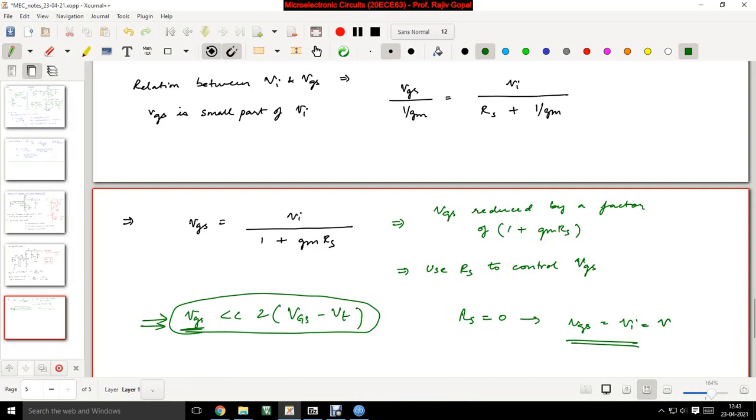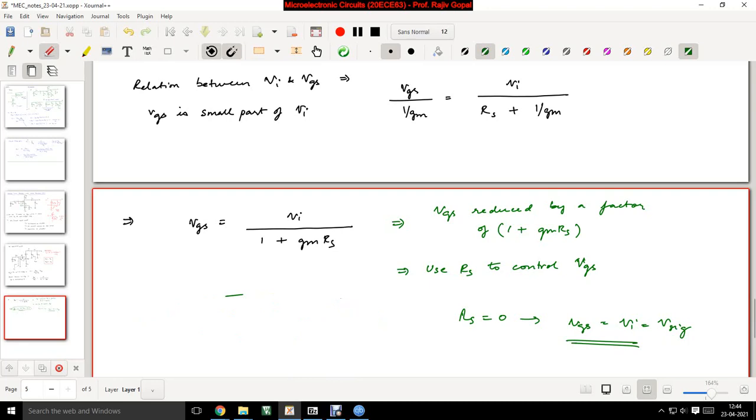It is at the mercy of the signal. This is the same as V signal. Whatever V signal value you get, that will be the same as VGS. So there is a chance of this condition not being satisfied. By adding Rs, we can ensure that we have a small hold over VGS. So your MOSFET will be biased even more securely, and you can make it stay in saturation.